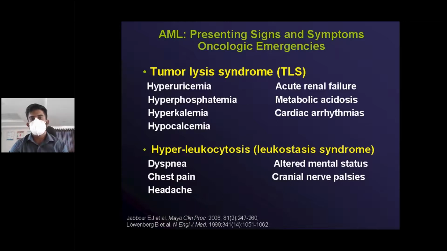But in the case of leukemia, there will be leukocytosis along with undifferentiated precursors, so blast cells will be seen. Greater than 30% blast cells will be seen in the WBC count, and the WBC count will be greater than 30,000. It's usually in the range of 50,000 to 1 lakh. If it's greater than 1 lakh, there will be dyspnea, altered mental status, chest pain, cranial nerve palsies, and headache because of leukostasis. That means there's some sort of obstruction that is causing these symptoms.